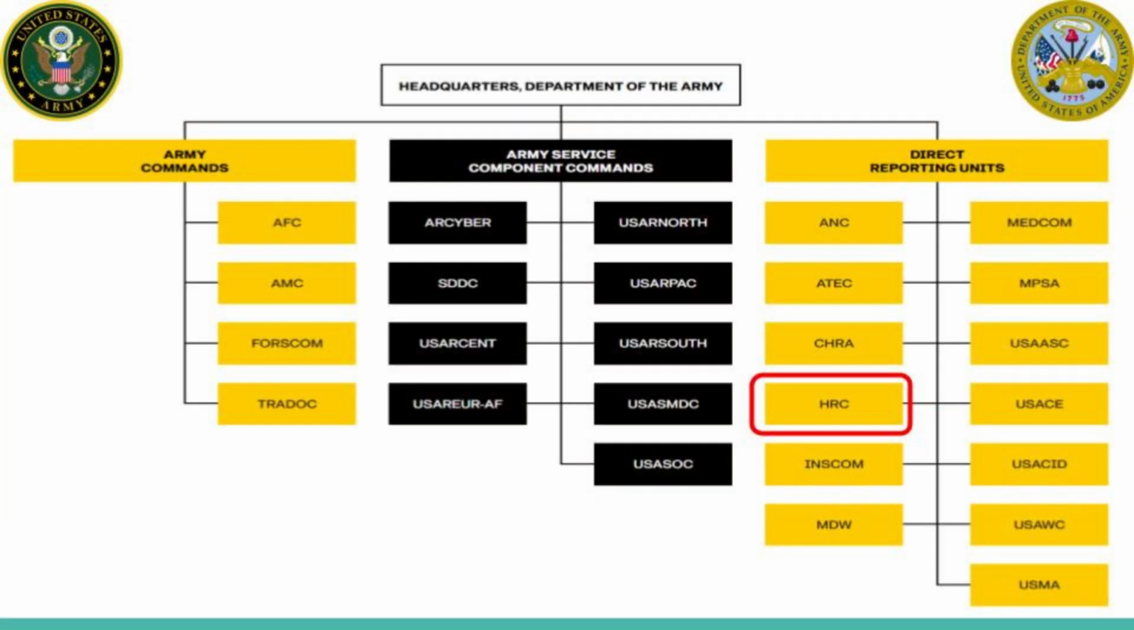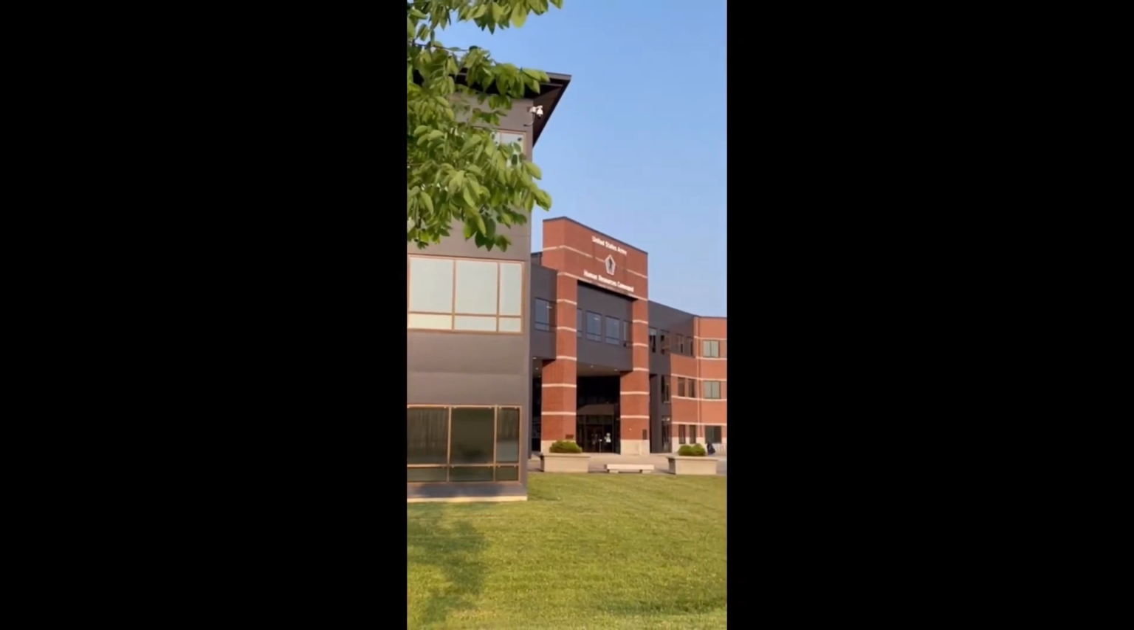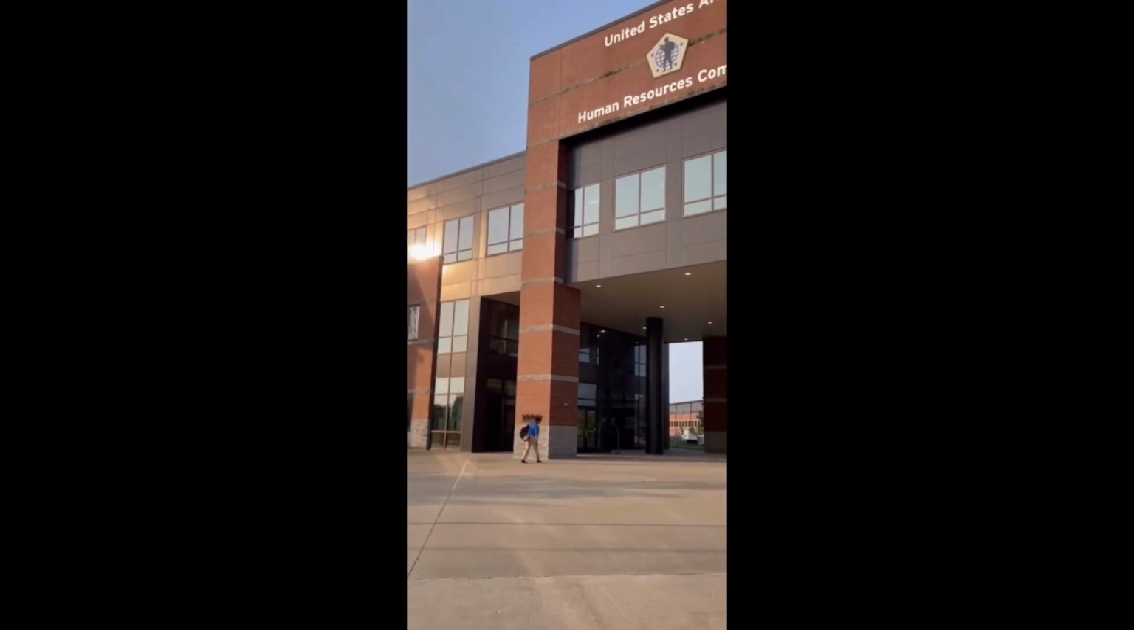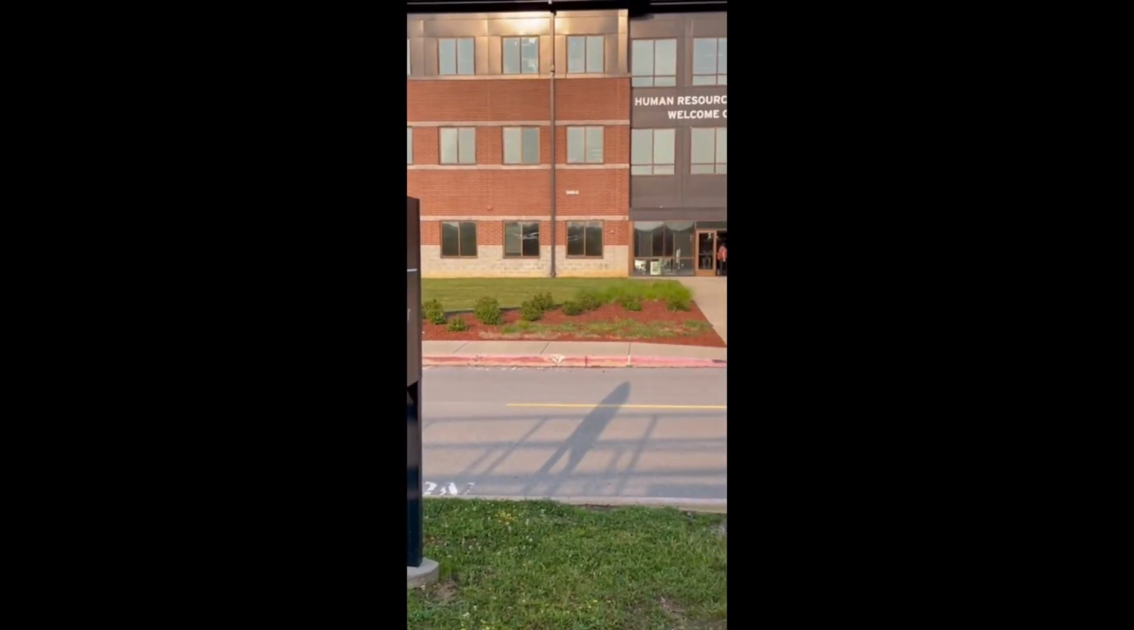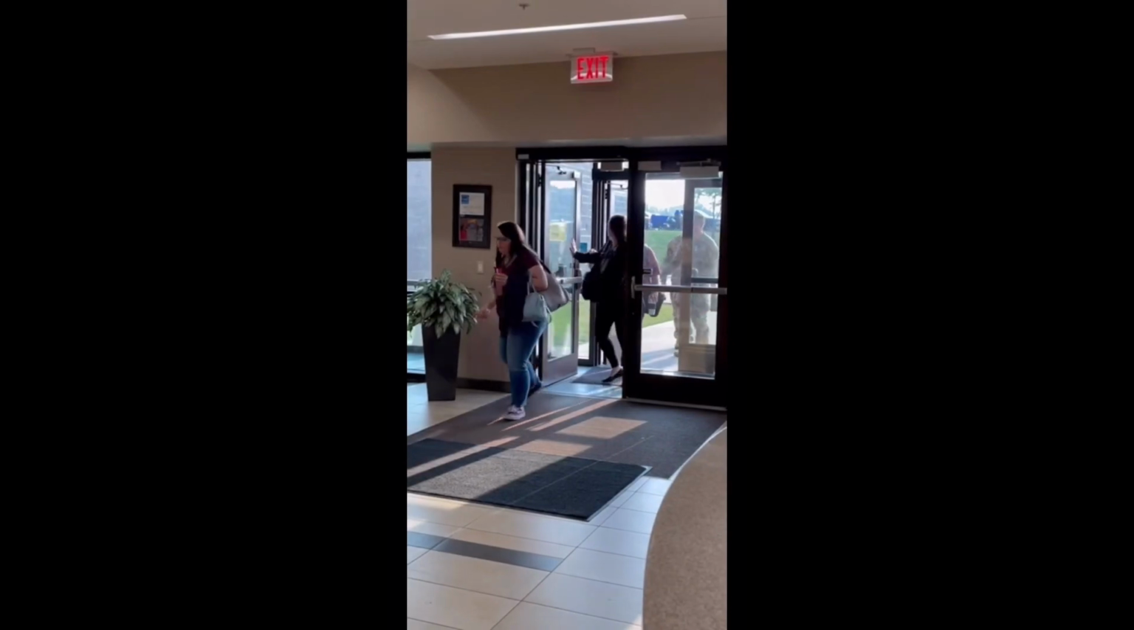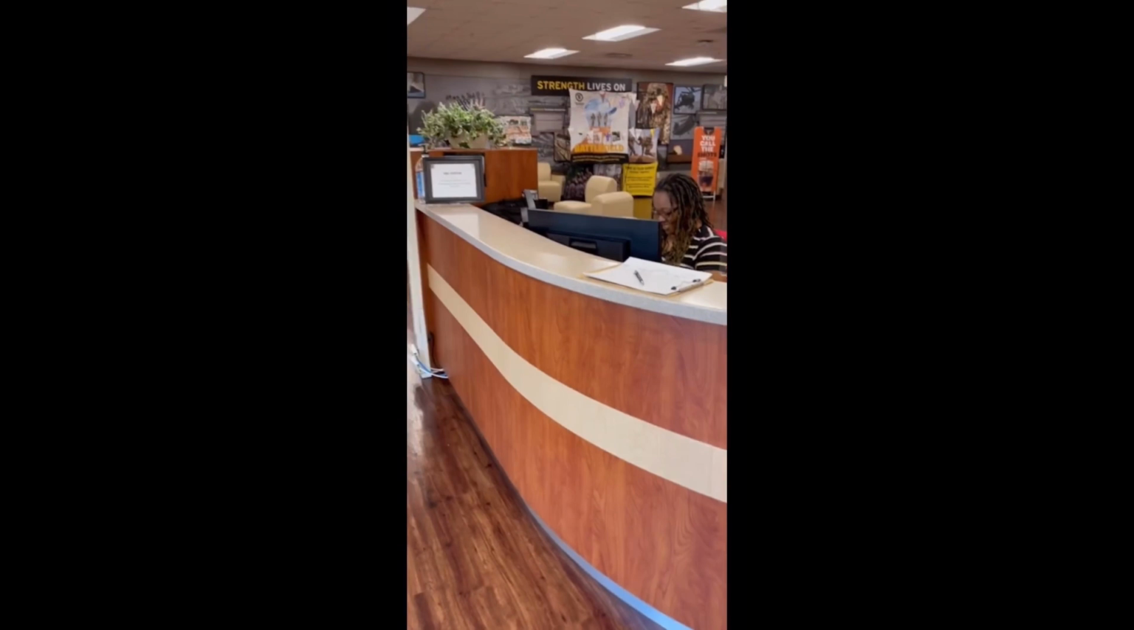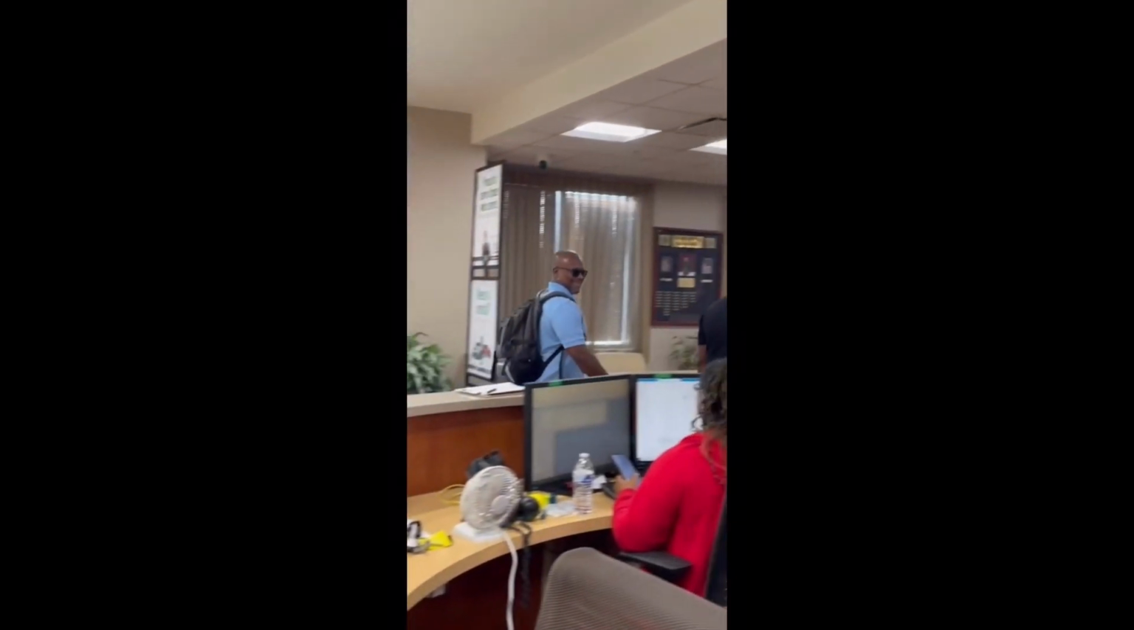A major DRU is Human Resource Command, most commonly known as HRC, headquartered at Fort Knox, Kentucky. HRC executes distribution, strategic talent management, personnel programs, and services Army-wide in order to optimize total force personnel readiness and strengthen an agile and adaptive Army.